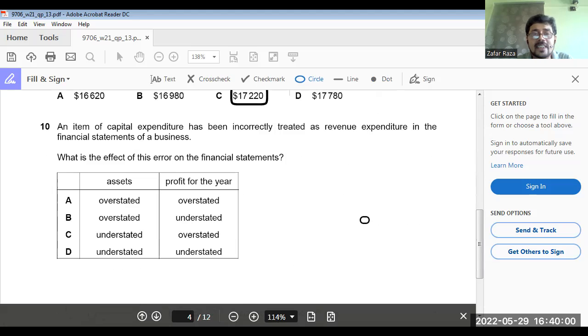An item of capital expenditure has been incorrectly treated as revenue expenditure in the financial statement. When we have included an item of capital expenditure into the revenue expenditure, these two options are useless now. Assets can't be overstated. Assets are always understated when you move capital expenditure to a revenue expenditure. So answer could be C or D. Okay. Now, profit for the year. Revenue expenditure means you have increased the expenses. So profit is also understated. So it means D option should be the answer. Getting my point clear? D option is the answer.